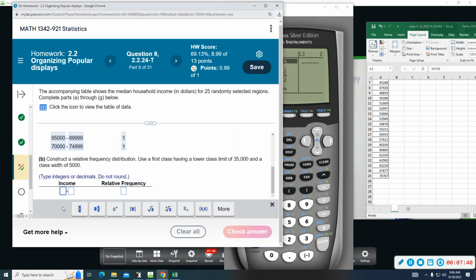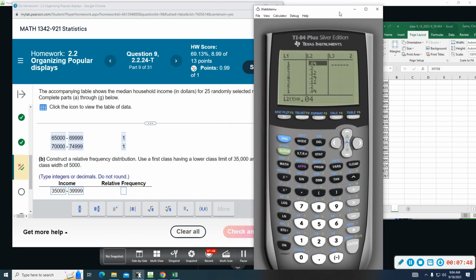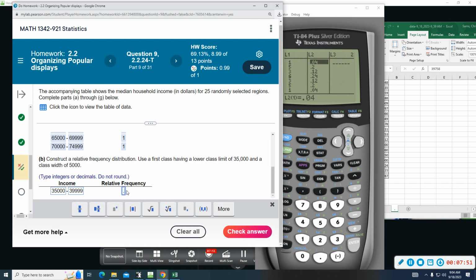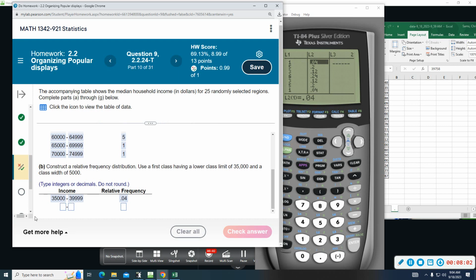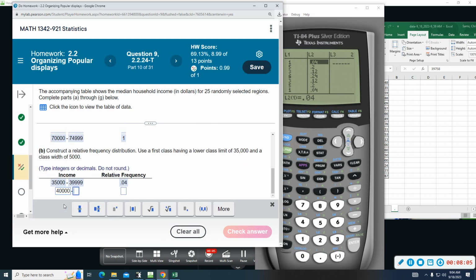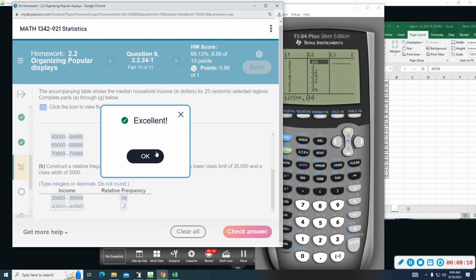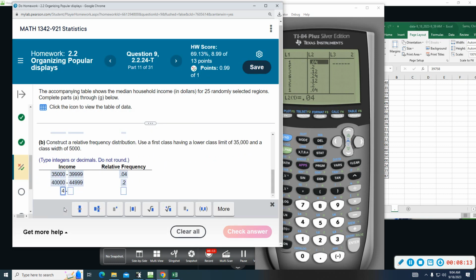That's going to give us our relative frequencies. So now, when I come here, I will still put my upper and lower class limits, but this time I'm going to be inputting the relative frequency. It tells us to enter decimals, do not round, so I'm going to use the exact values I have here. All right, 40, 44, and that is 0.2. And this is going to be 0.12.